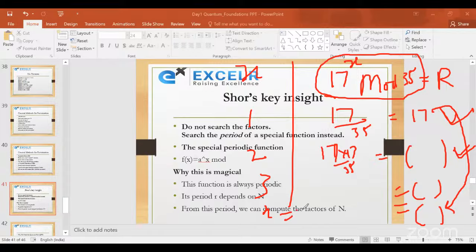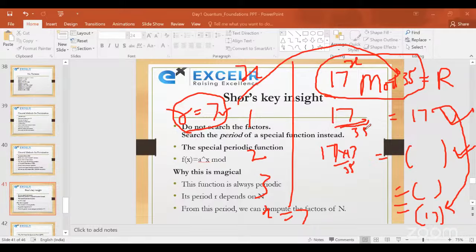Suppose x is equal to 7. Not exactly, I'm not sure, but suppose x is equal to 7, it comes back to 17. So that means its periodicity will be r equal to 7. So this periodicity is 7. Now see, this periodicity depends on 35, because we are dividing everywhere by 35. If we change this and take 30, then we have to divide by 30, and the periodicity will come out something else.